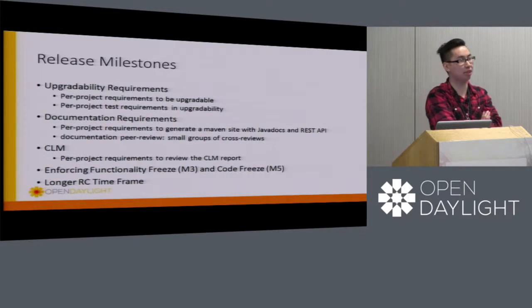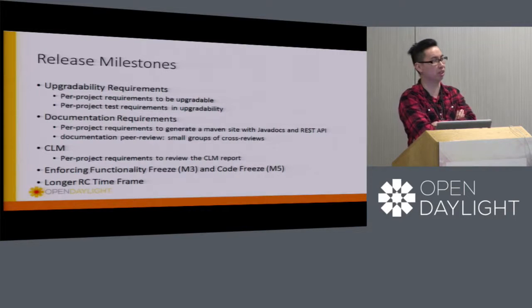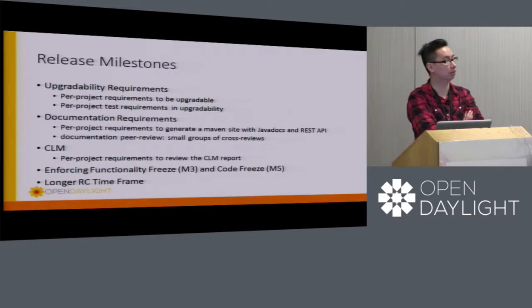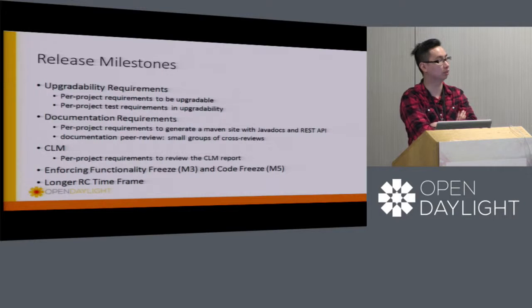I believe that in Beryllium there were actually a couple of projects, including YANG Tools, that were at least generating a Maven site with their JavaDocs and REST APIs. Yeah, it's just the JavaDoc API. Currently, our ODL parent is configured so that if you have the right POM sections in your project POM, it'll automatically generate Maven sites as well as the JavaDoc API. It does not include the REST API part, and that's something we still need to figure out.